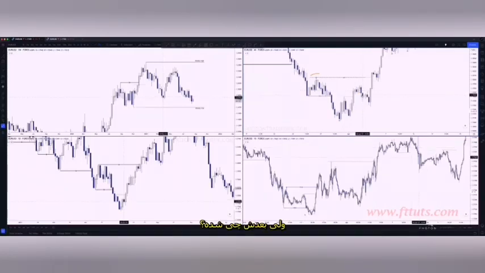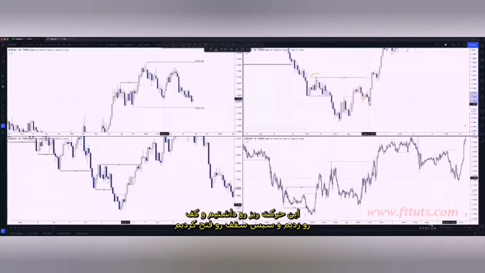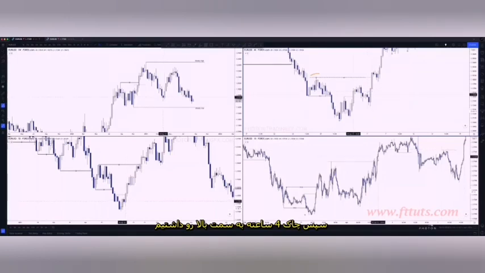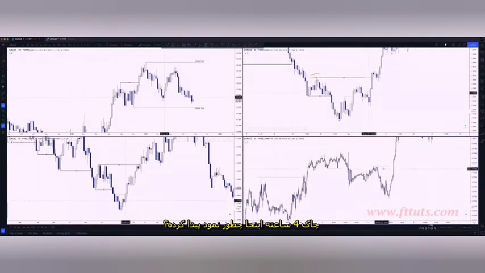But then what happened, remember, we had that minor move, and then we took the low, and then we took the high, and we had that 4-hour change of character again to the upside. What was that 4-hour change of character over here?